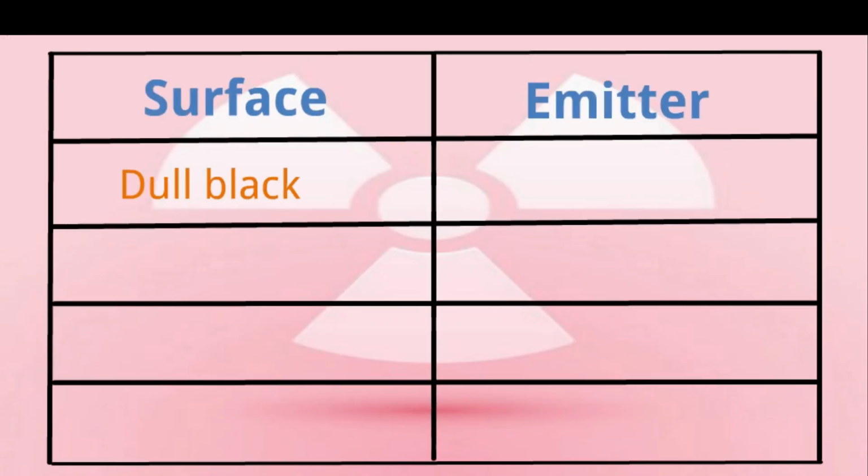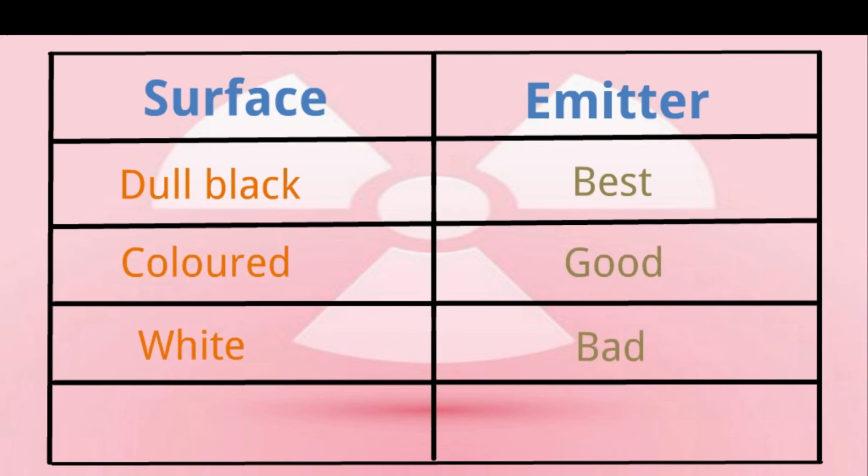After the experiment, it is found that the dull black surface is the best emitter of heat. Colored surface is a good emitter of heat. White surface is a bad emitter of heat. Shining silver surface is the worst emitter of heat.